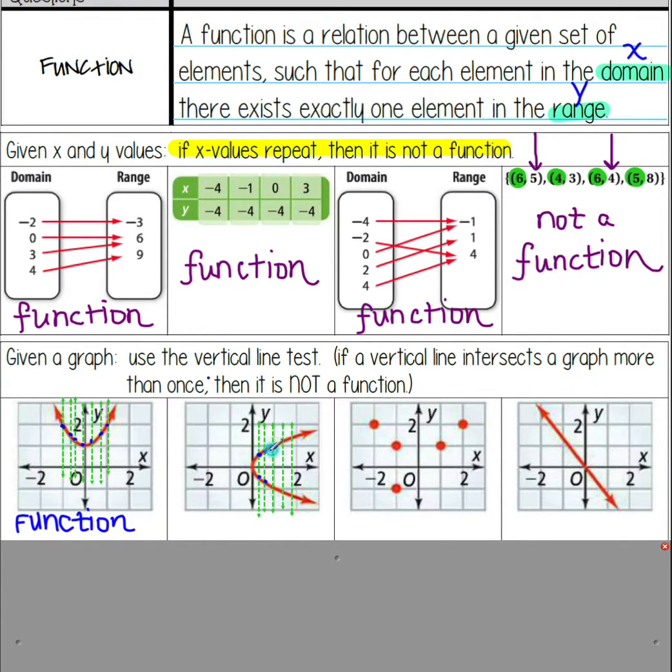So remember that our goal, to see if it's a function with a vertical line, is that it can only intersect the graph in one place. And each of these vertical lines intersects the graph in more than one place. It doesn't matter that all of them do, all that matters is that one of them intersects the graph in more than one place. So from the first line, I could tell that this was not a function.